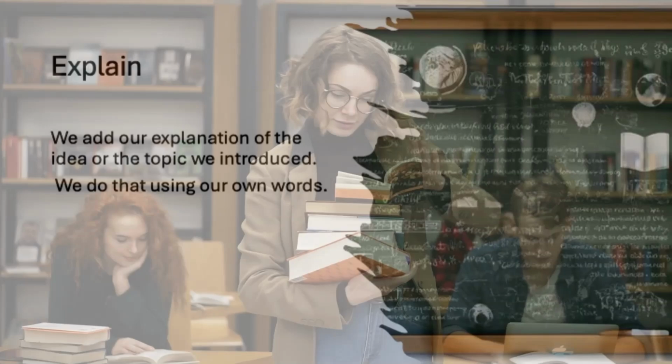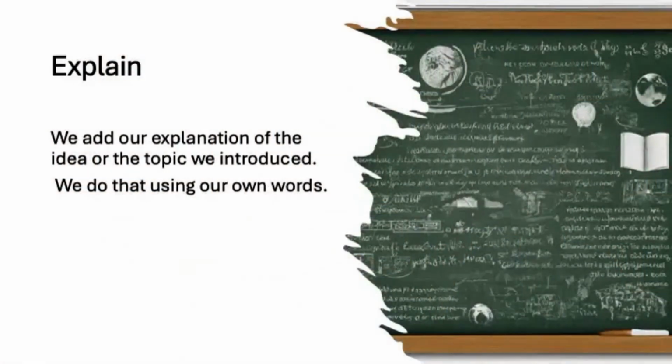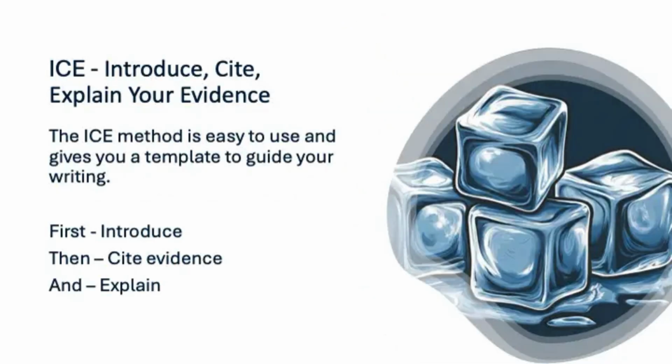The last part of the ICE strategy is explain. After we've introduced the idea, used the citation, and shared some aspects of that idea with our readers, we need to explain what it all means. We add our explanation of the idea or the topic. We do that using our own words. Introduce the idea. Cite your sources. Explain what it all means.